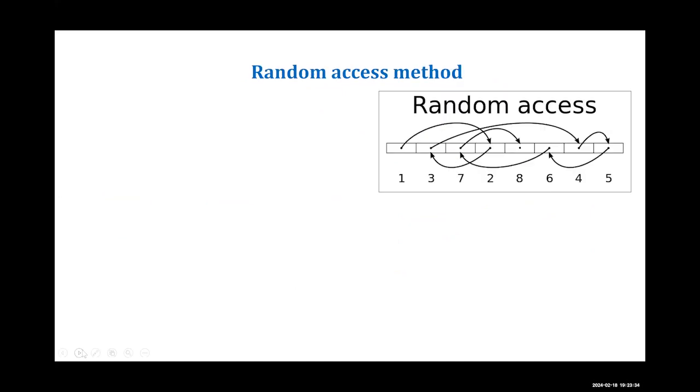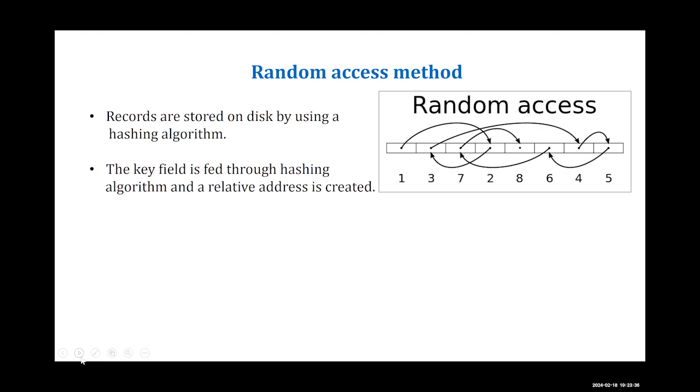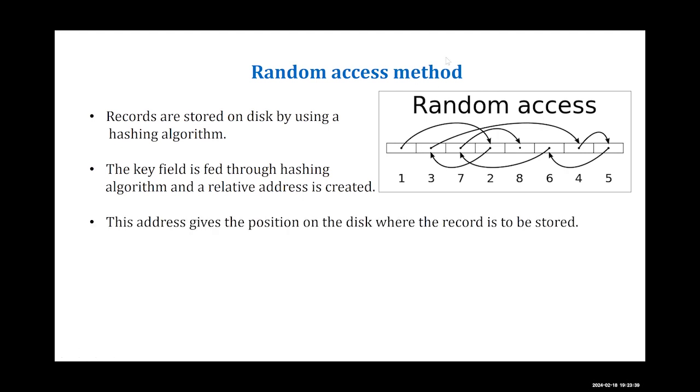The next one is the random access method. What is this random access method? Here records are stored on the disk by using a hashing algorithm. What is this hashing algorithm? We won't go in depth, but there is something called a hash function, using which we can generate a hash value for each record. These are random numbers that get generated, and each number, for example 1, 2, 3, is mapped to a particular record. This is nothing but hash values.